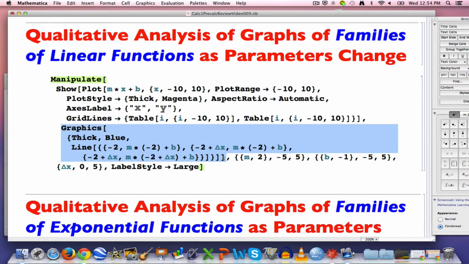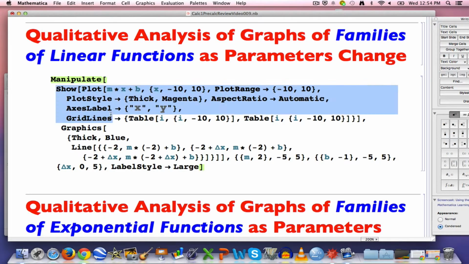Are all within the show. The ending square bracket for the show is right here. If I highlight that, you see a little bit of a green tint to that, matching the green tint up here to match this square bracket. And the show goes embedded inside the manipulate command. Square bracket, it's an input for the manipulate command. The show goes up to this point.